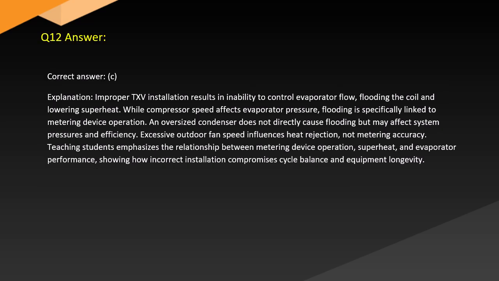Answer. Correct answer: C. Explanation. Improper TXV installation results in inability to control evaporator flow, flooding the coil and lowering superheat, while compressor speed affects evaporator pressure. Flooding is specifically linked to metering device operation. An oversized condenser does not directly cause flooding but may affect system pressures and efficiency. Excessive outdoor fan speed influences heat rejection, not metering accuracy. Teaching students emphasizes the relationship between metering device operation, superheat, and evaporator performance, showing how incorrect installation compromises cycle balance and equipment longevity.